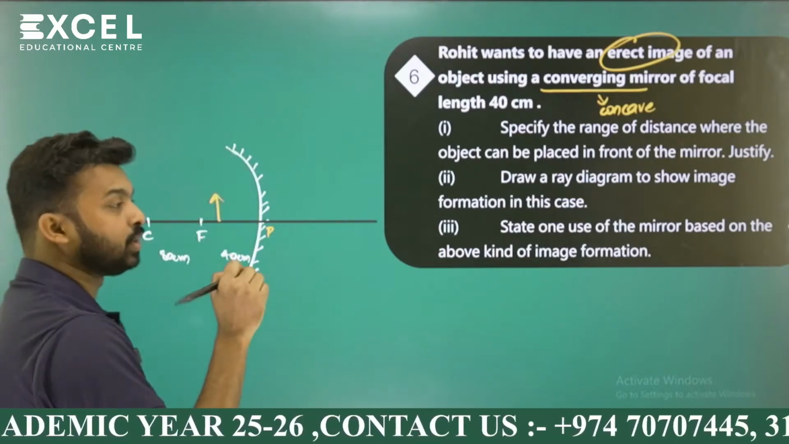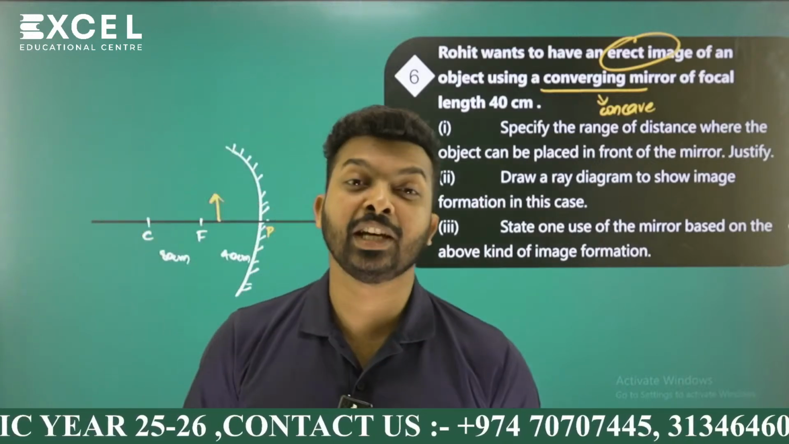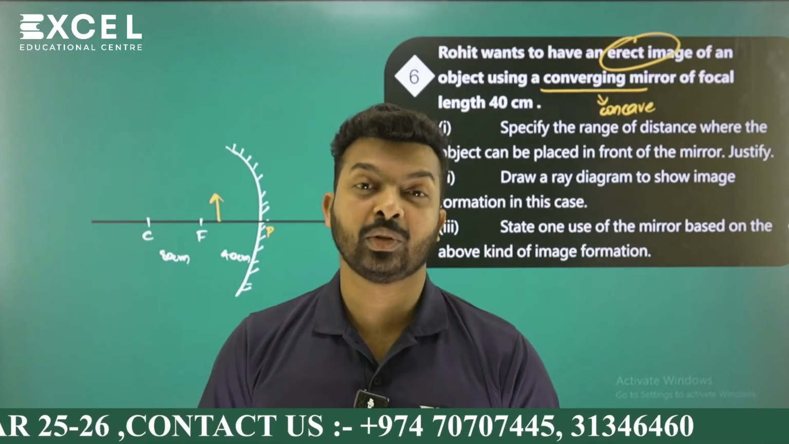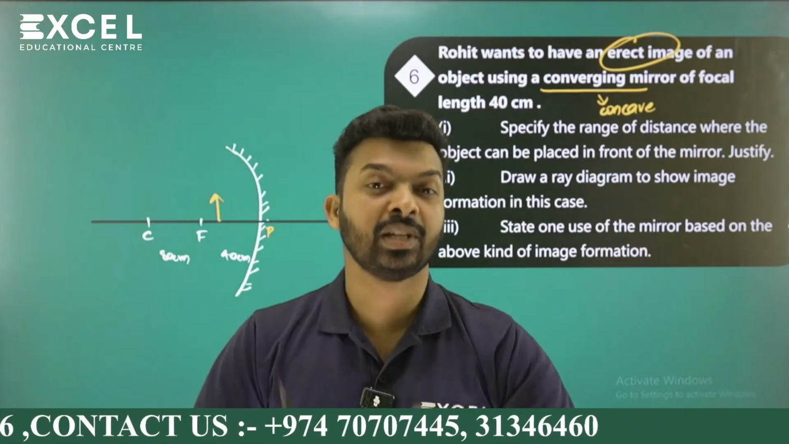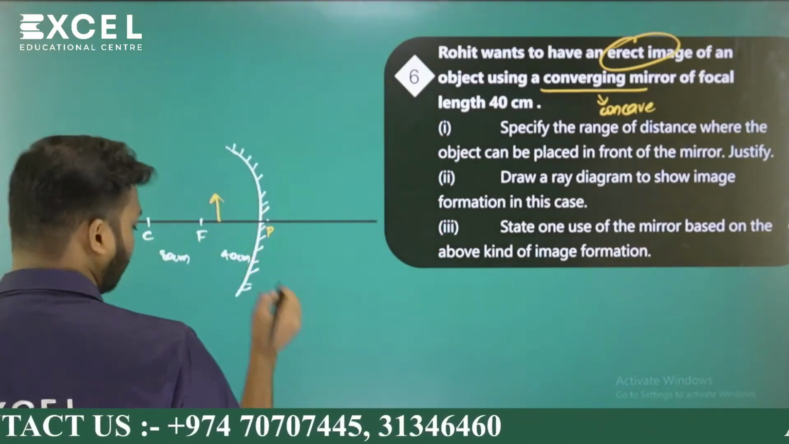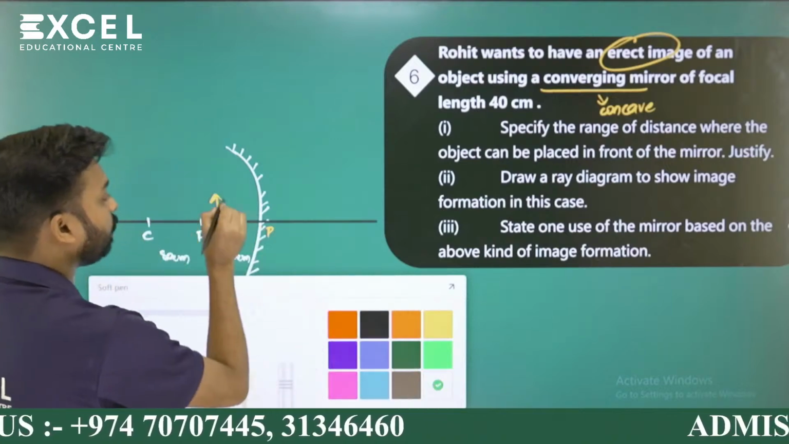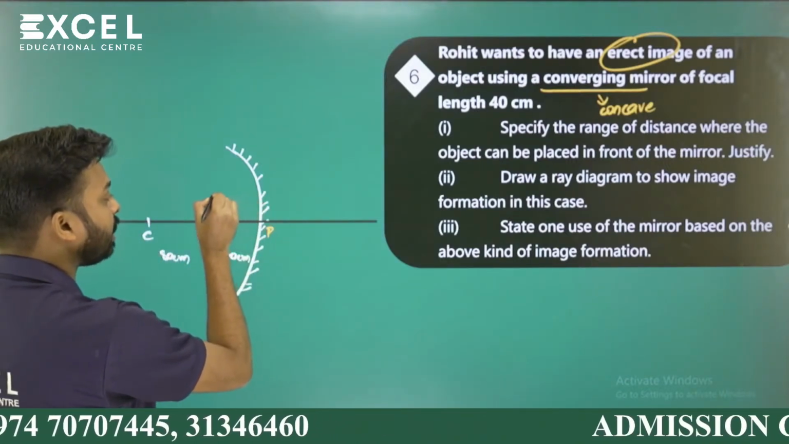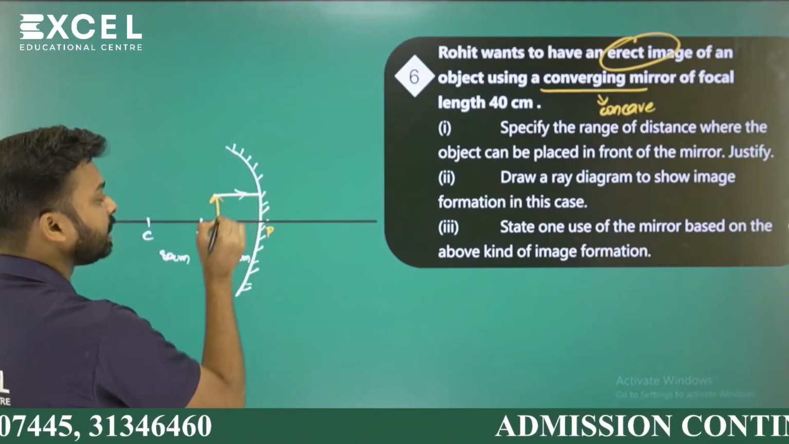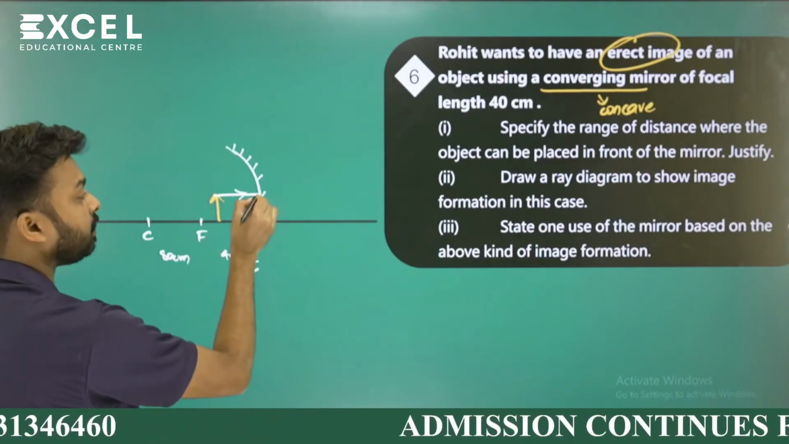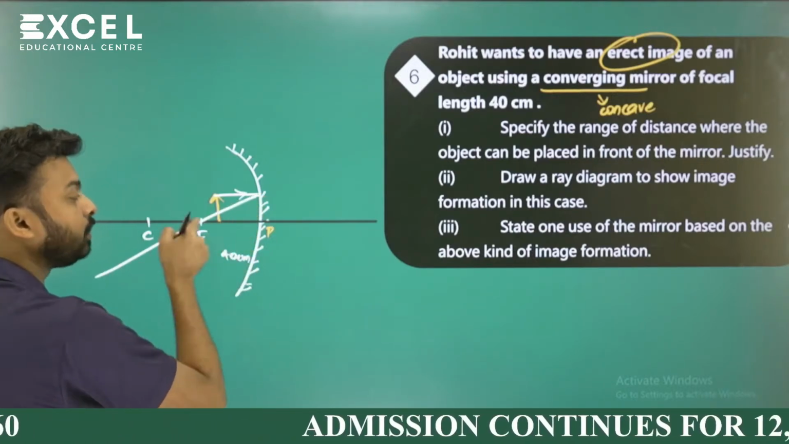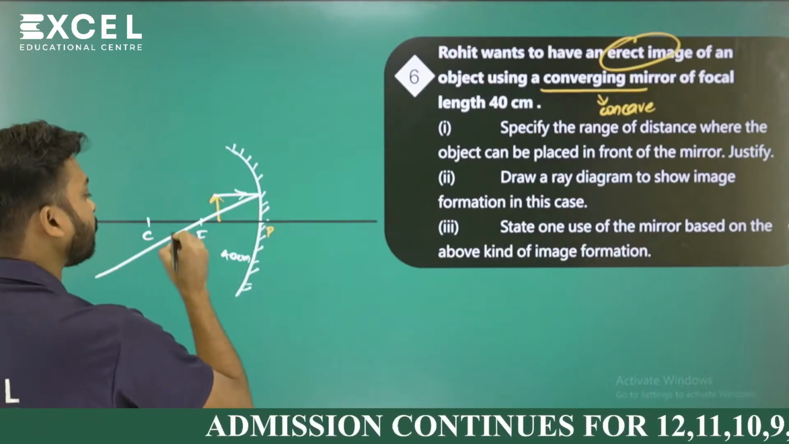So in order to form an image, there should be two light rays which are going to meet together. So listen, I'm drawing one line. One beam is drawn parallel to the principal axis. And what happens to this? After reflection, it will be bouncing back through the focus.